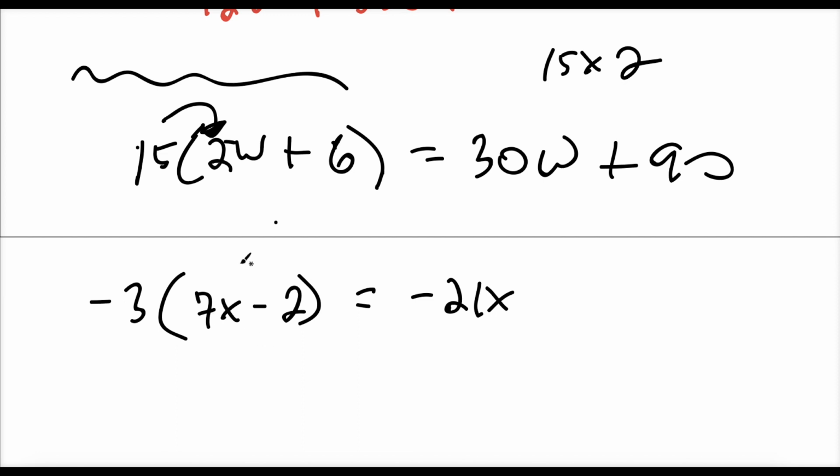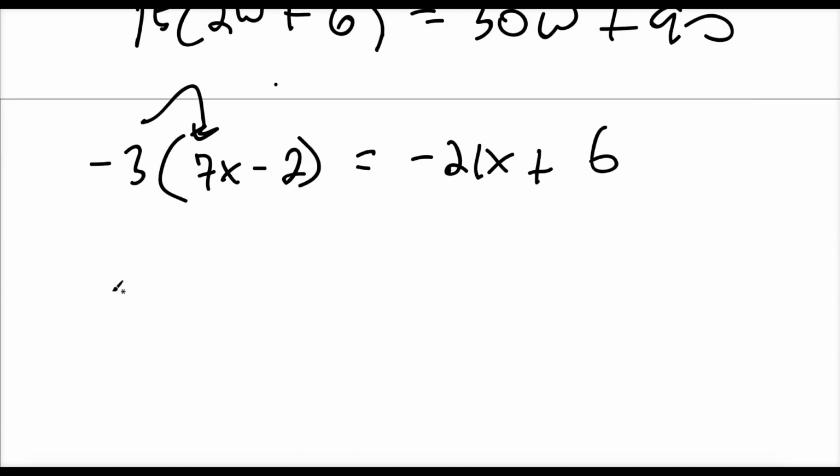So here you have what again? Negative 21x. And now what would we be multiplying together here? Negative 3 times 7. Times negative 2. Good. And is the answer going to be positive or negative? Positive. So then you write positive 6.